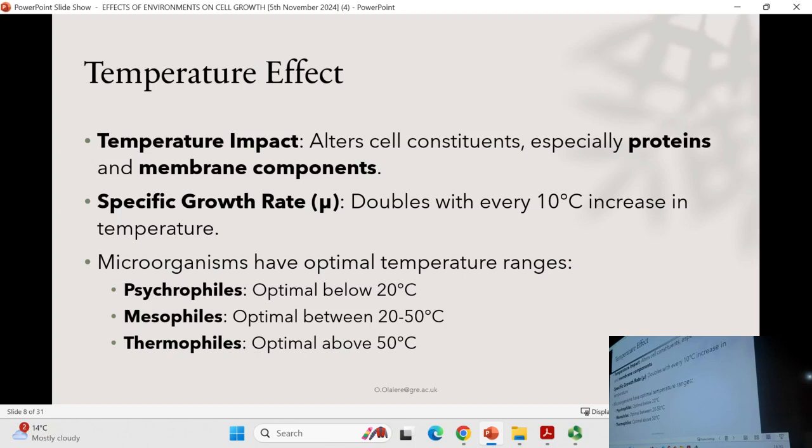We have different microorganisms. Microorganisms have an optimal temperature range. That's the temperature at which it works perfectly.